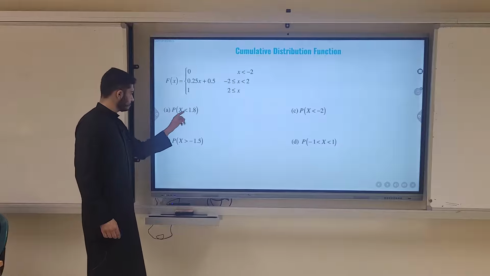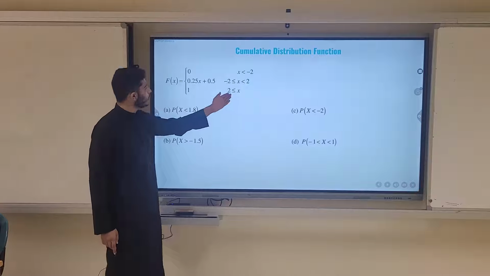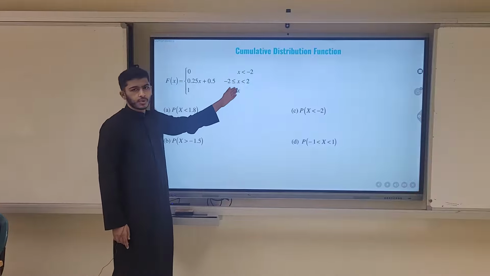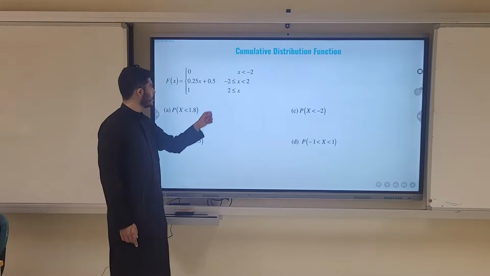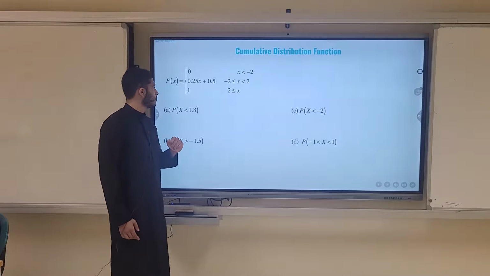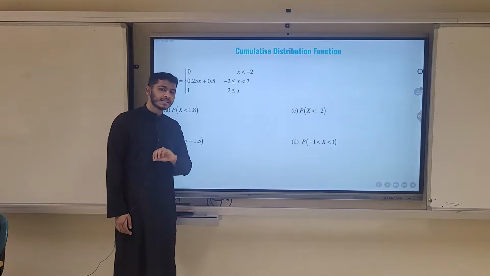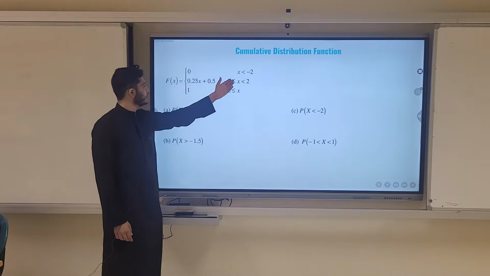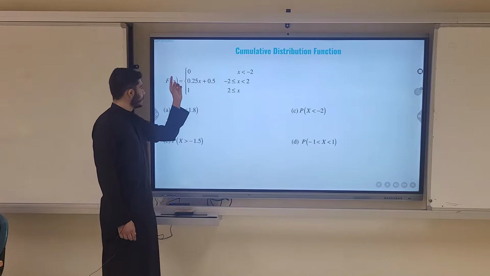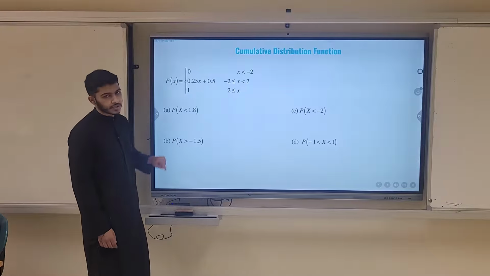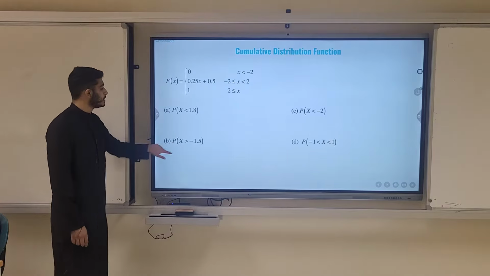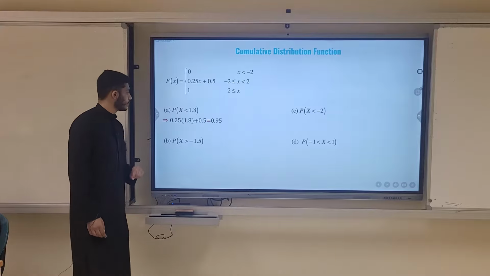This is our outcome. It is cumulative. We look into these ranges, or these domains. Where does it belong here? Well, it belongs between -2 and 2. What is its probability? Well, its probability is given by this formula here. So once we plug 1.8 inside of this formula, it should give us the cumulative probability for 1.8.